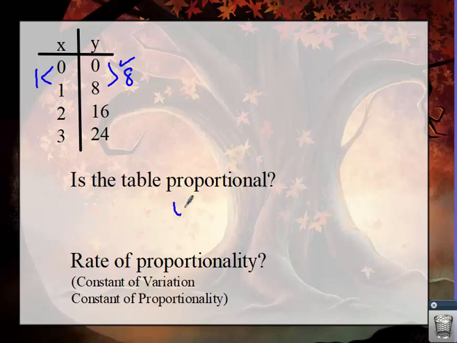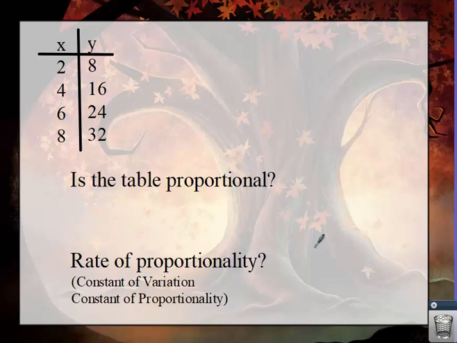Okay, so yes. Now the next question is, what is the rate of proportionality then? Well, rate of proportionality or constant of variation or constant proportionality, all of those are just fancy ways of saying if this T-chart is proportional, what's the slope? And in this particular one, the slope is 8 or 8 over 1.